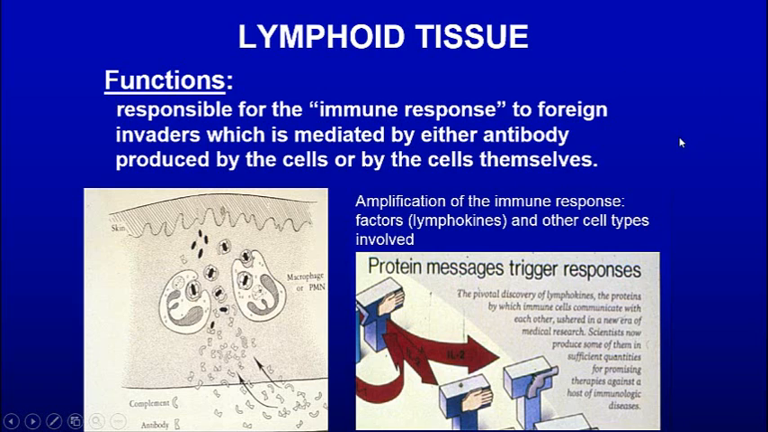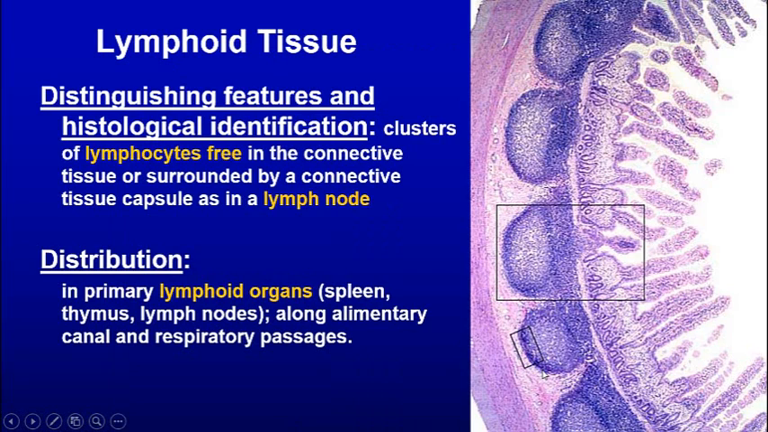You may just have infiltration of lymphocytes. But there's amplification of the immune response with lymphokines. And so the lymphokines are produced. This is a T helper cell that's producing interleukin-2 that's going to stimulate other helper cells and also the T killer cells. And then they also influence the B cells, which are producing plasma cells to produce antibodies.